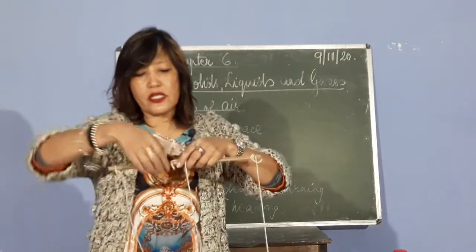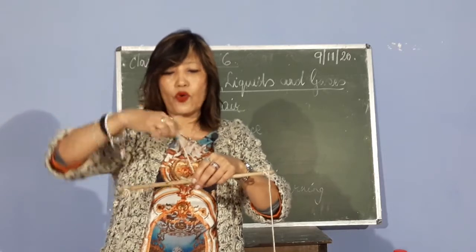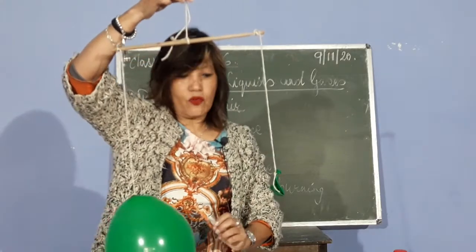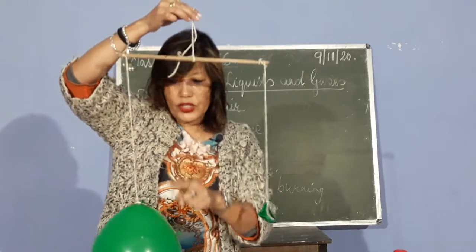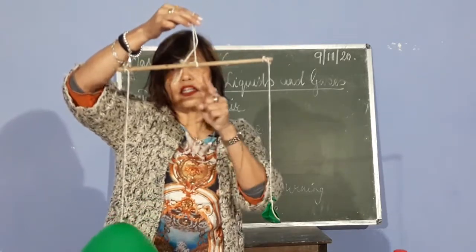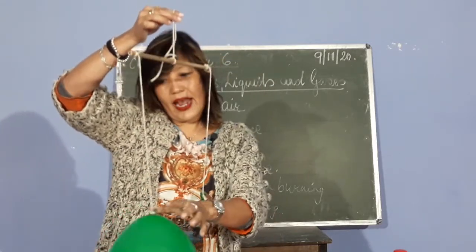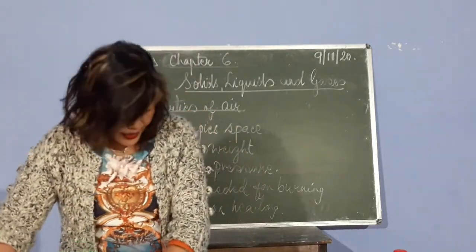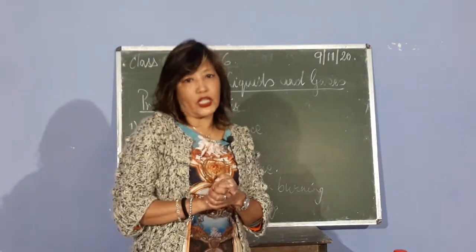Hold the rod in the center, and just see this. What happened? What can you see? The end of the rod which has the inflated balloon will be heavier and the rod will tilt down, which shows that air has weight. Then the next activity is: air exerts pressure.